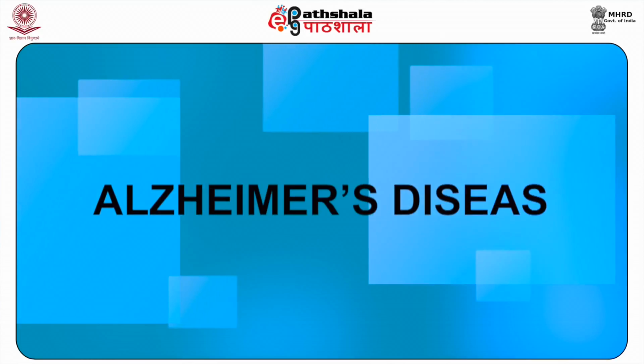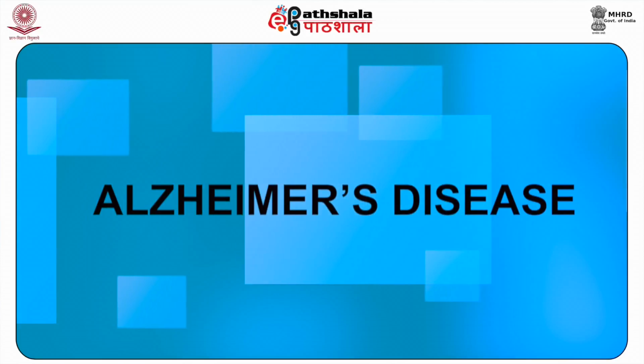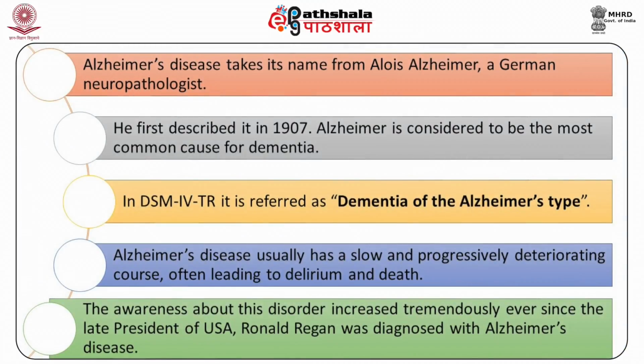Let us now understand what we mean by Alzheimer's disease. Alzheimer's disease takes its name from Alois Alzheimer, a German neuropathologist. He first described it in 1907. Alzheimer's is considered to be the most common cause of dementia. In DSM-IV-TR, it is referred to as dementia of the Alzheimer's type. Alzheimer's disease usually has a slow and progressively deteriorating course, often leading to delirium and death.